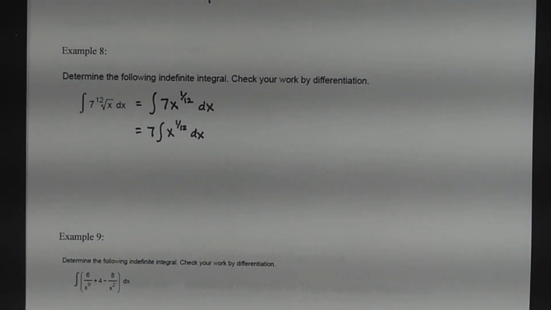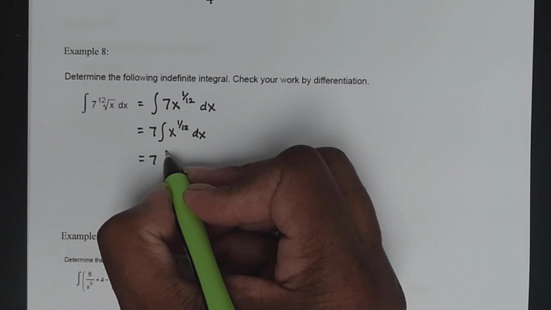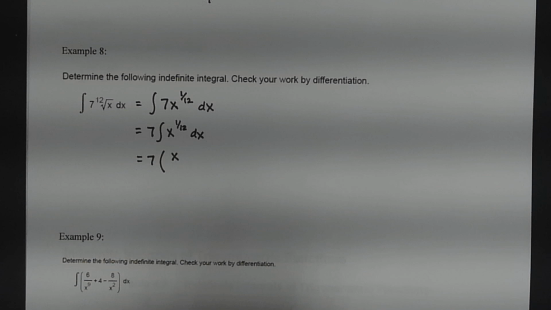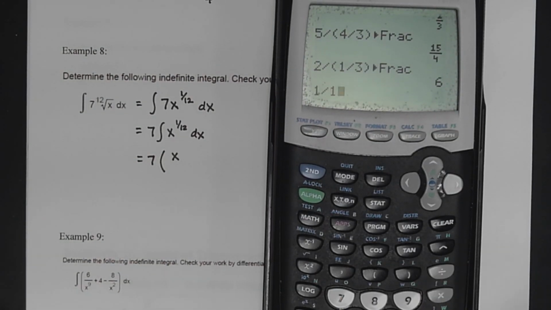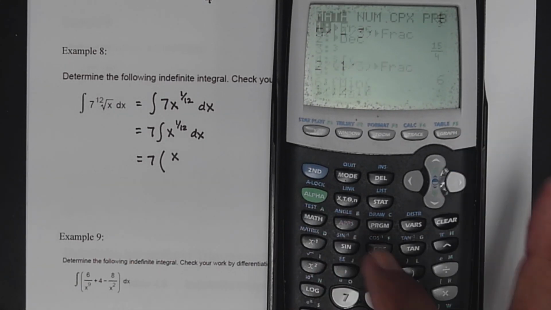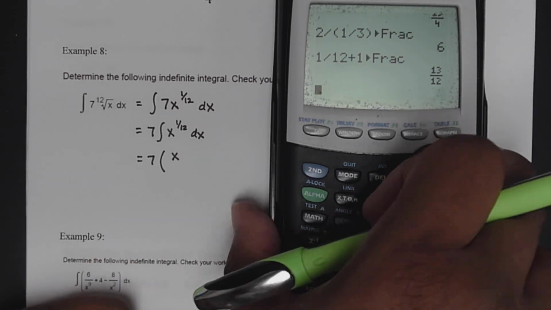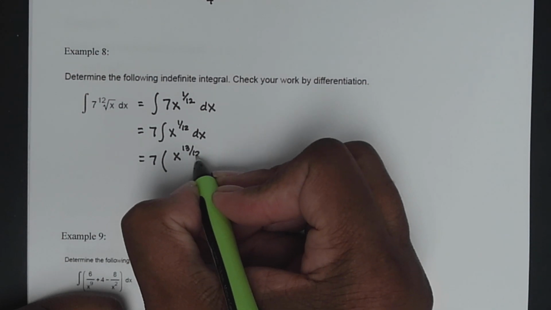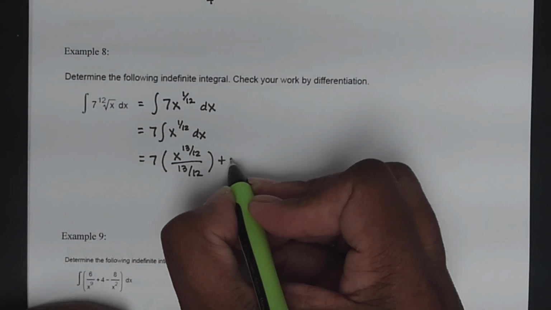And then I can integrate x to the 1/12 dx. So bring down the 7, increase the power by 1, and then divide by the new exponent. Here's what I'm going to do. 1 divided by 12 plus 1, because I'm increasing the power by 1. Hit the math key and then number 1 for fraction. That would give you 13/12, so my exponent will be 13 over 12, divided by 13 over 12, and then plus c.